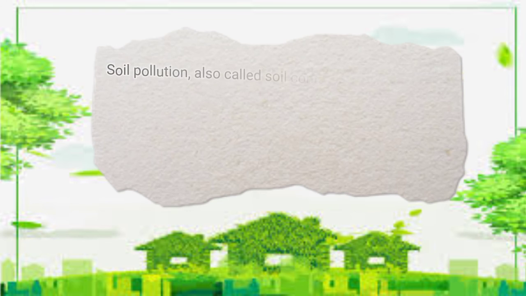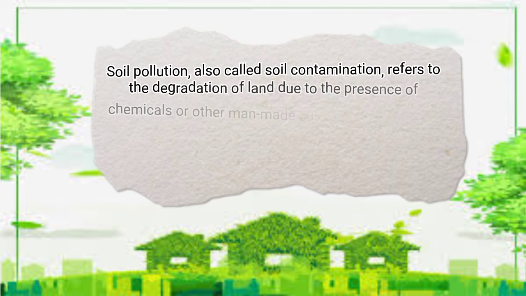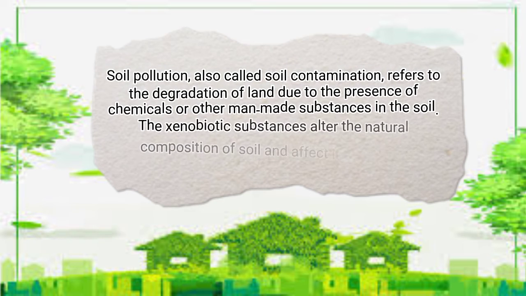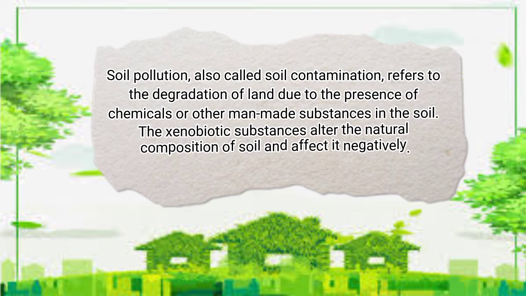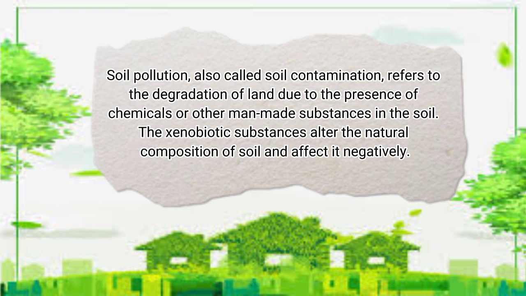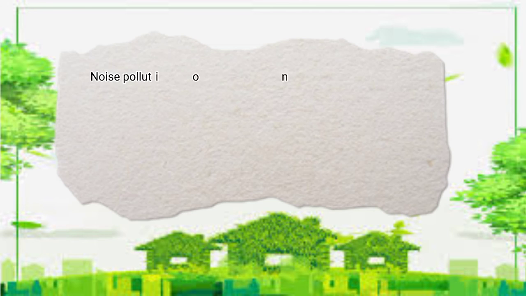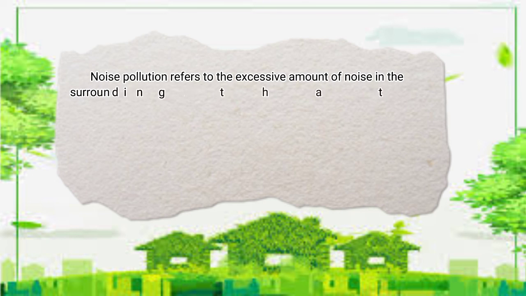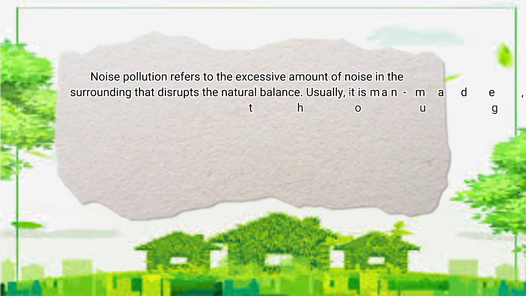Soil pollution, also called soil contamination, refers to the degradation of land due to the presence of chemicals or other man-made substances in the soil. The xenobiotic substances alter the natural composition of soil and affect it negatively. Noise pollution refers to the excessive amount of noise in the surroundings that disrupts the natural balance, usually man-made. Certain natural calamities like volcanoes can also contribute to noise pollution.